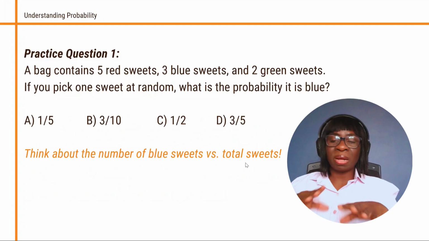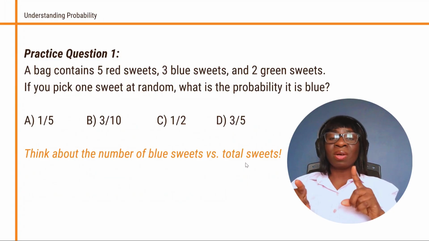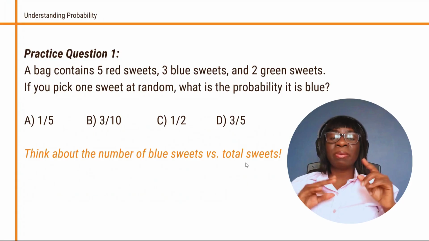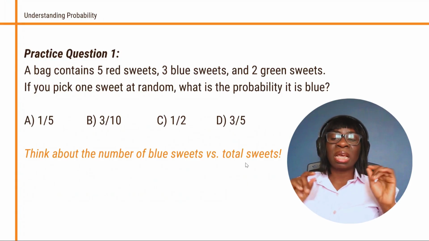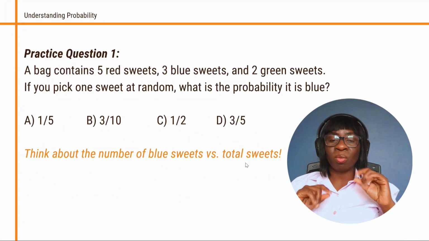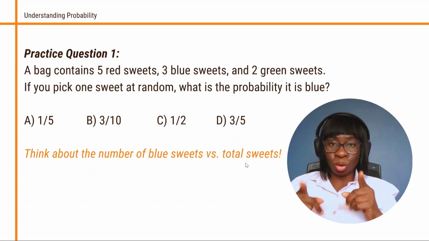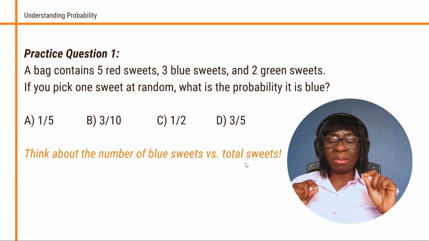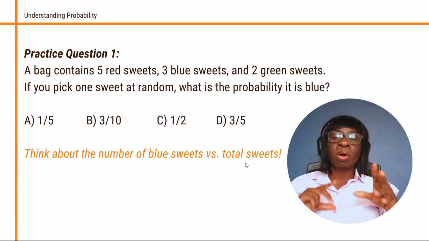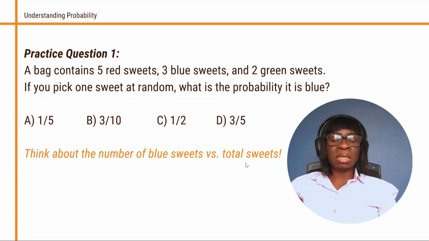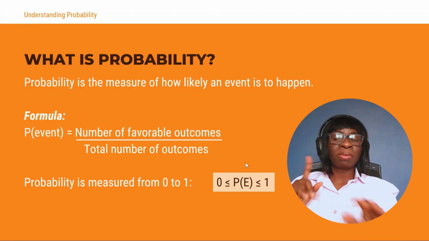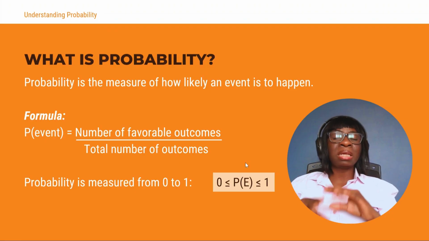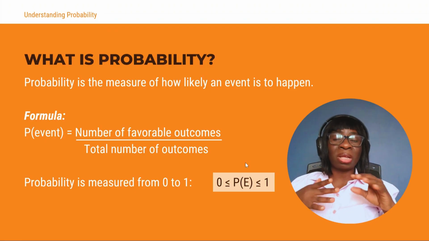Now let's look at this practice question. A bag contains 5 red sweets, 3 blue sweets, and 2 green sweets. If you pick one sweet at random, what is the probability it is blue? You are solving this one. So explain to me, what is the probability that the sweet will be blue? Don't forget the formula: the probability of an event happening is the number of favorable outcomes over the total number of outcomes.